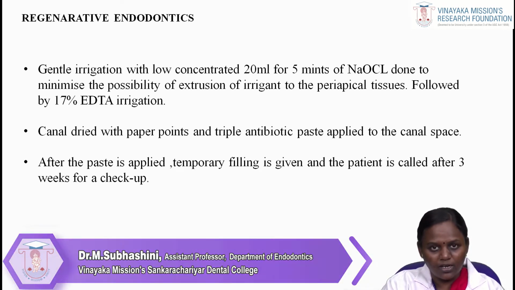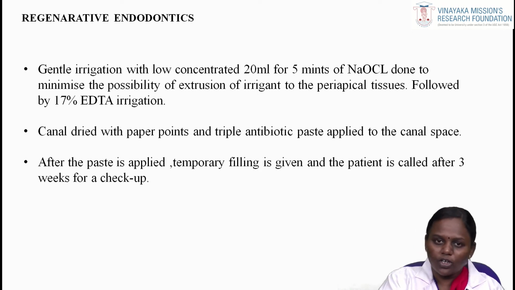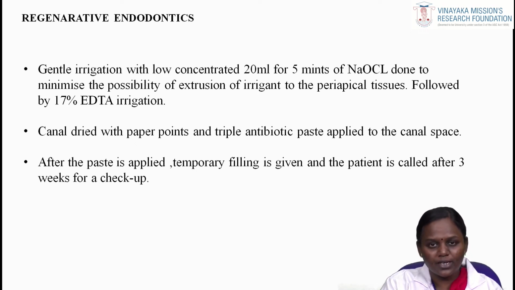minutes is done to minimize the possibility of extrusion of irrigant to the periapical tissues, followed by 17% EDTA irrigation. Only the low concentrated sodium hypochlorite is used as an irrigant, since it may affect the viability of the apical cells, or it may be cytotoxic in nature. A copious irrigation of sodium hypochlorite of low volume, low concentration is used.